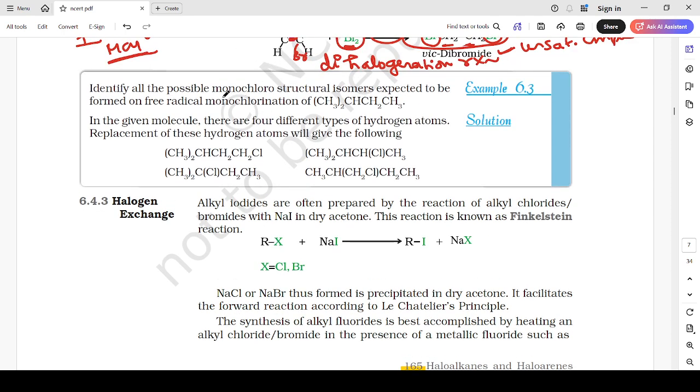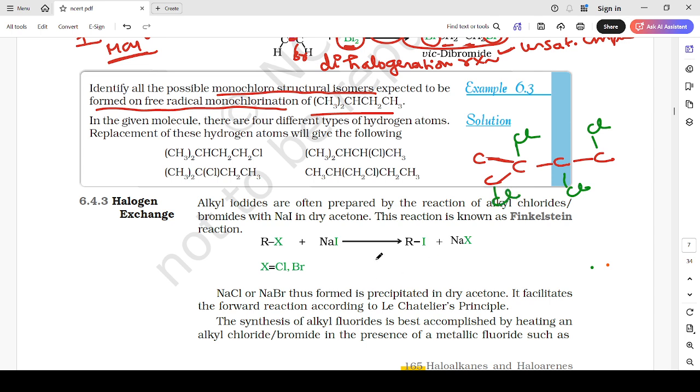So identify all the possible monochloro structural isomers expected to be formed on a free radical monochlorination of this compound. CH3 twice, correct? This is CH3 twice, CH2, CH3. Monochloro means only one chlorine can get added here. So let's start. I can add the chlorine here. I can add the chlorine here. I can add the chlorine here. I can add the chlorine here. Because both are at the same carbon only. If I bond chlorine here or if I bond the chlorine here, both are the same only. So I will take only one into consideration.